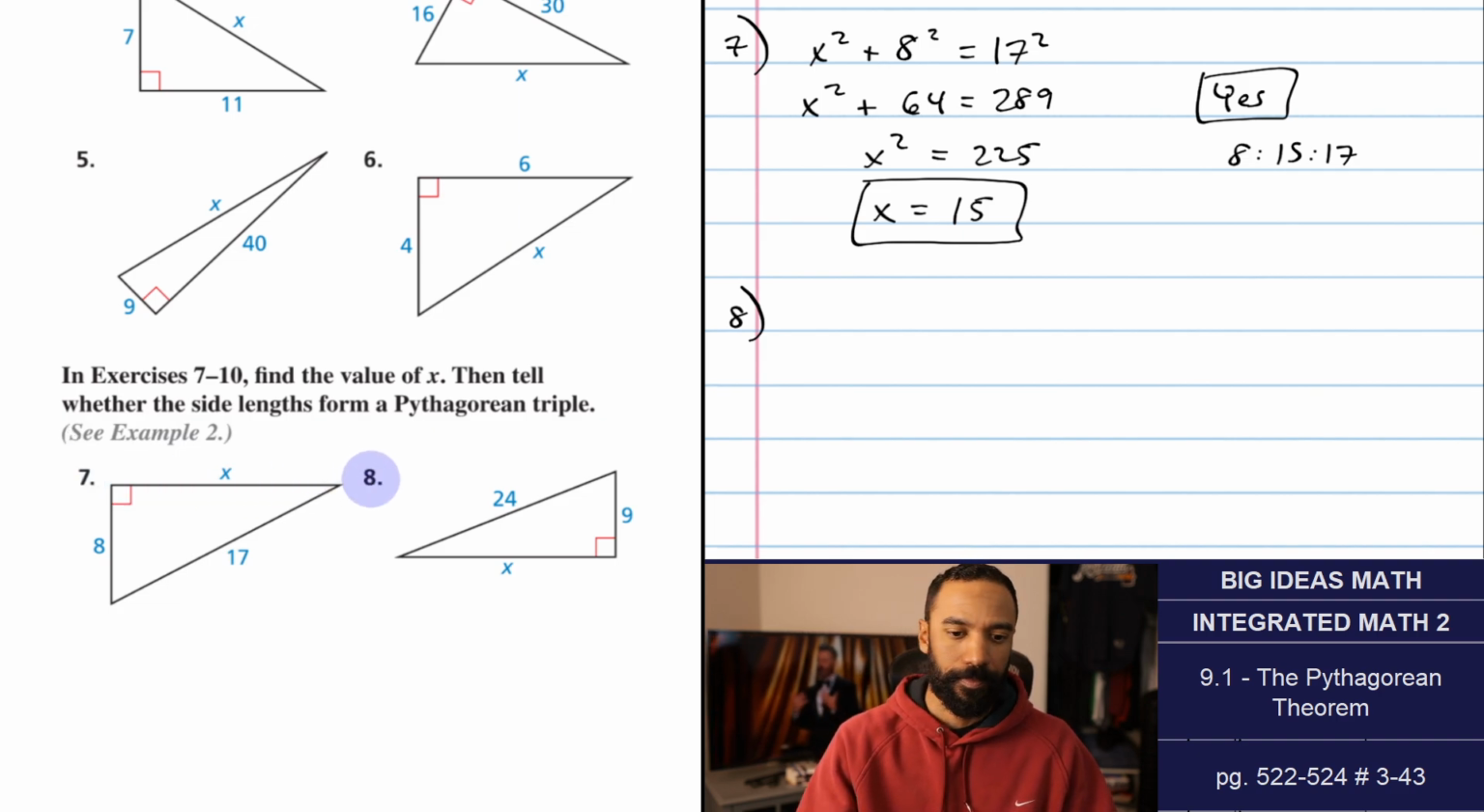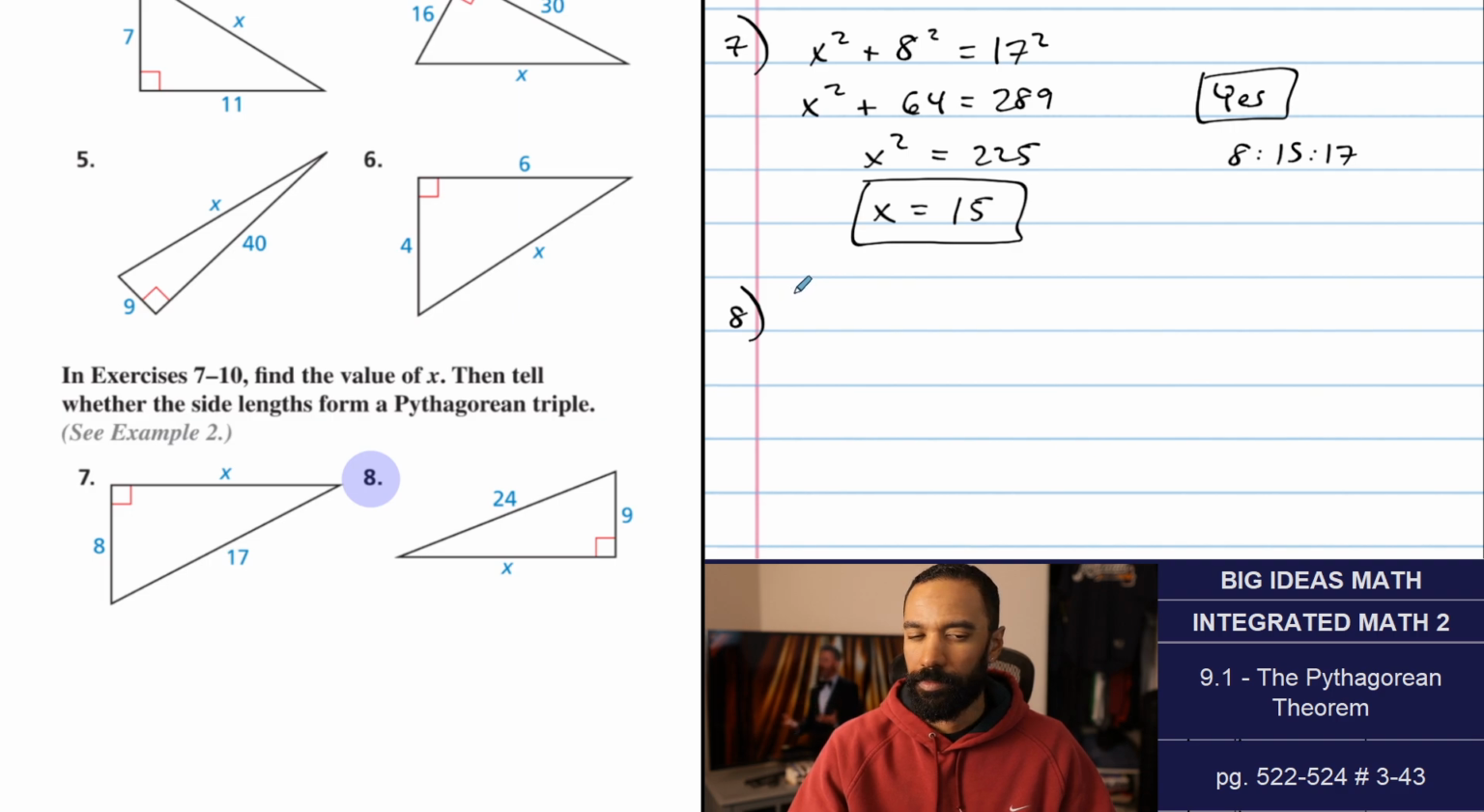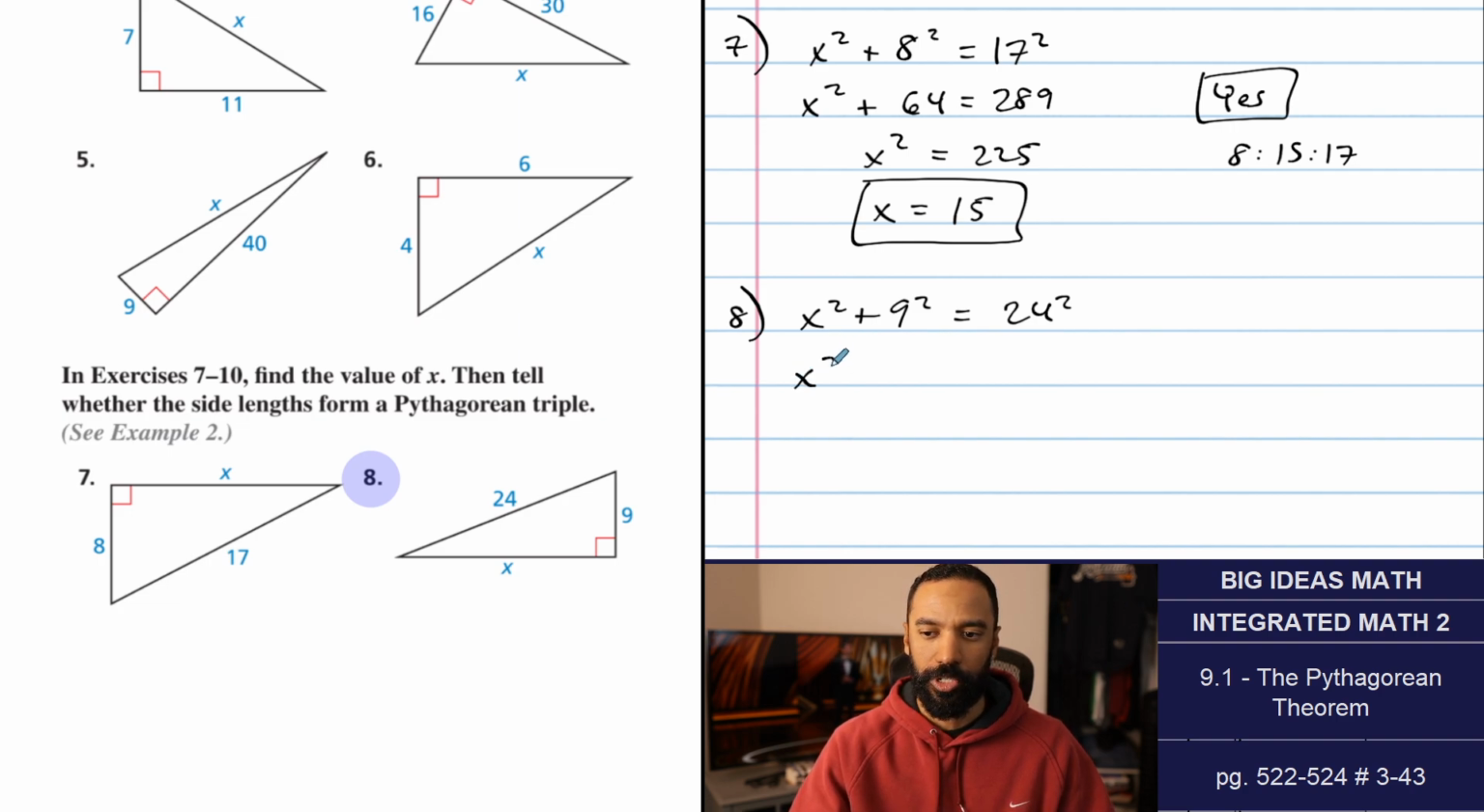Number 8. I don't think it's a Pythagorean triple. Number 8, x squared plus 9 squared is 24 squared. Whoops. X squared plus 81 equals 576. I mean, here's the thing.